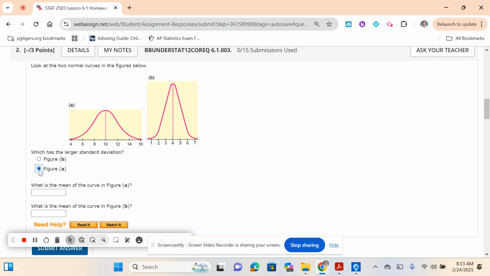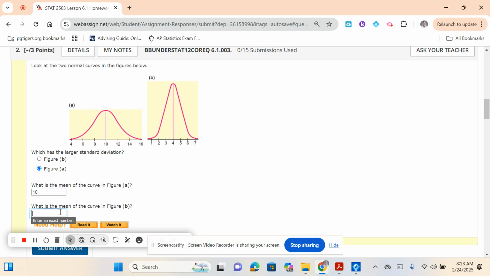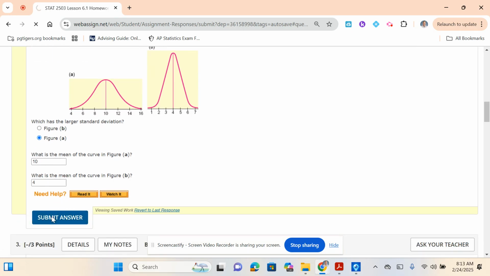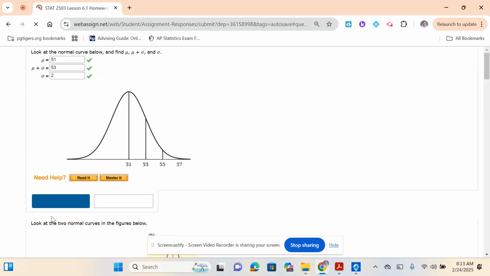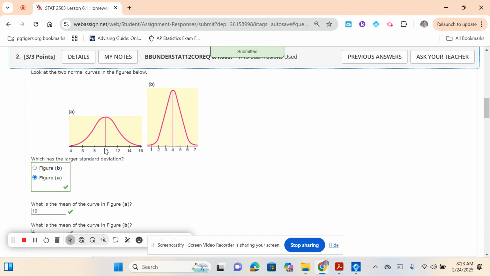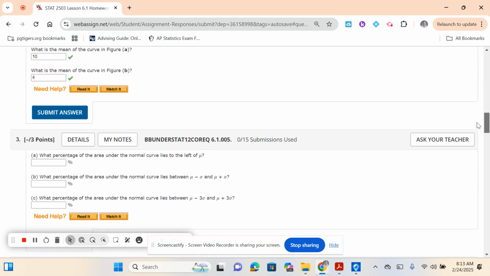You could also look at the standard deviations. The standard deviation is how much you're going up or down by. This one's got a standard deviation of 2. That one's got 1. So A is larger. What's the mean of figure A? 10. It's just the center. What's the mean of figure B? Just the center, 4. Okay, I know this is kind of simple, but if we don't get these fundamentals down, it's kind of challenging. We all have to start somewhere. And we have to have this down before we move to the next part.